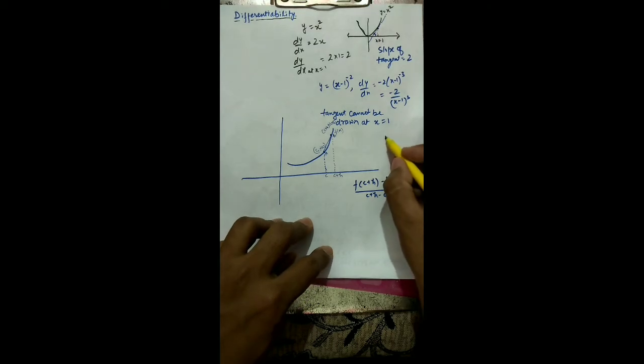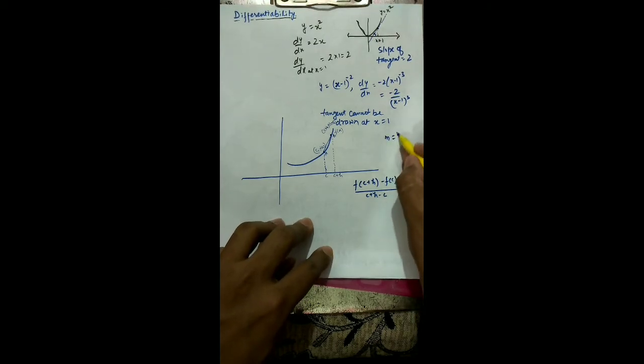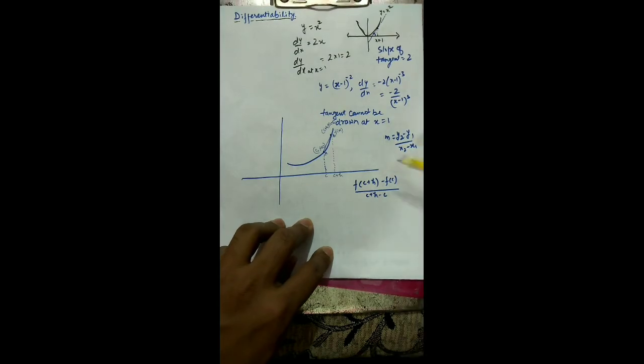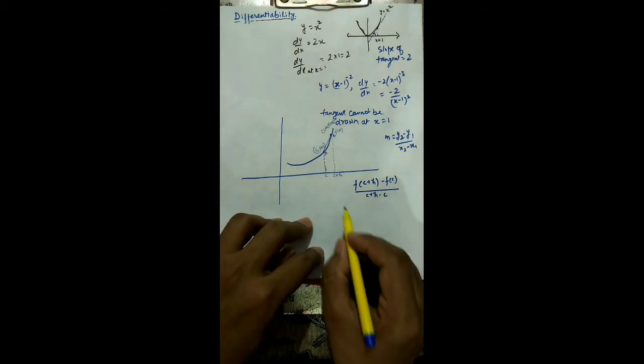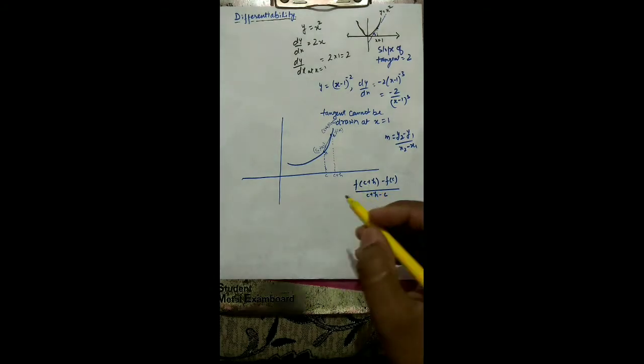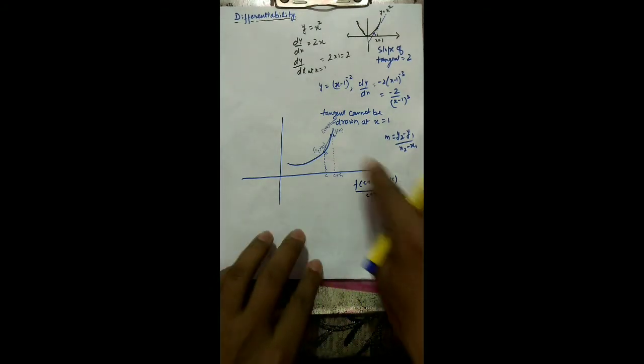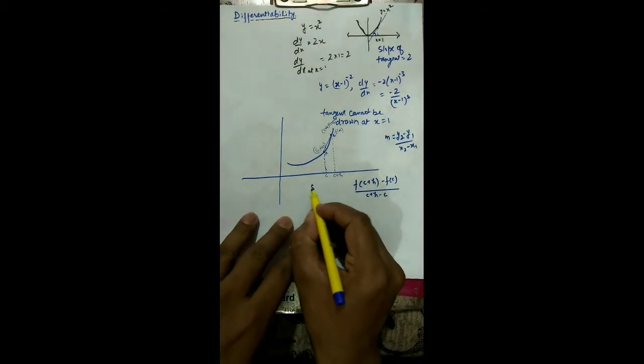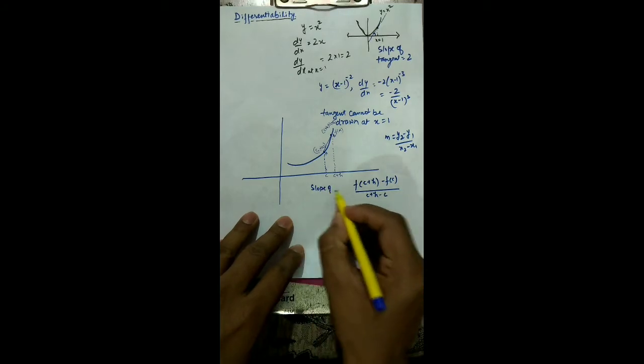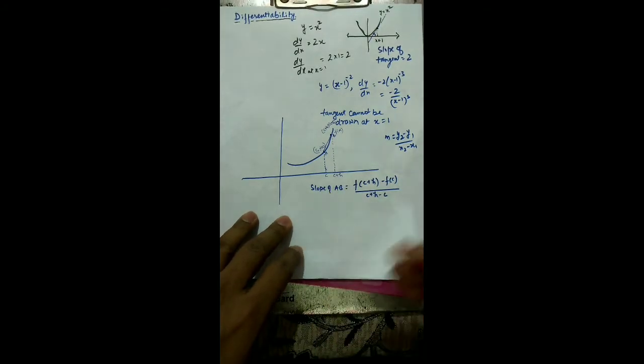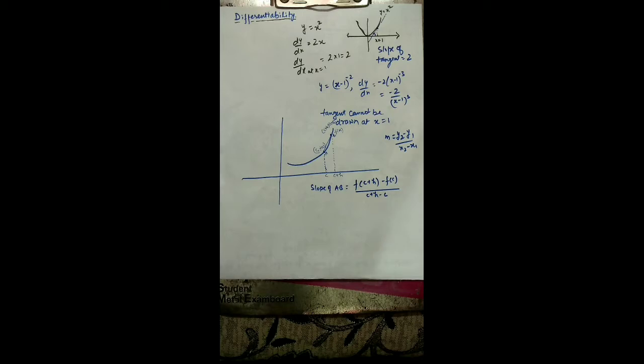So I can just recall for you the formula for finding slope. It is y2 minus y1 upon x2 minus x1. So here your y2 is f(c plus h) and y1 is f(c). So the difference of this is the slope of the secant AB. This is the slope of AB, and AB is a secant.